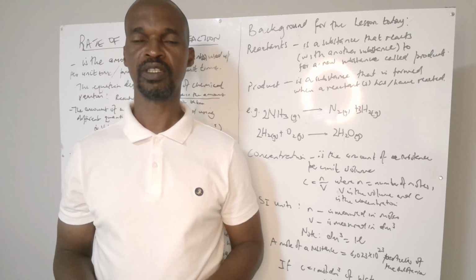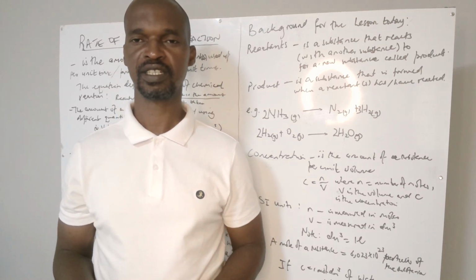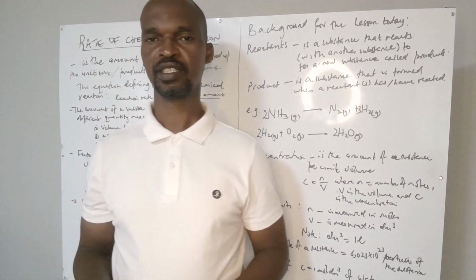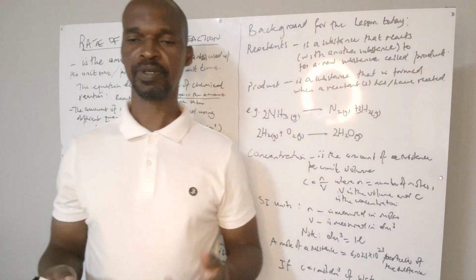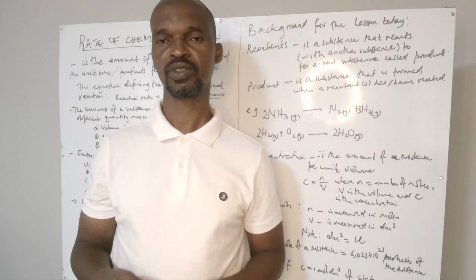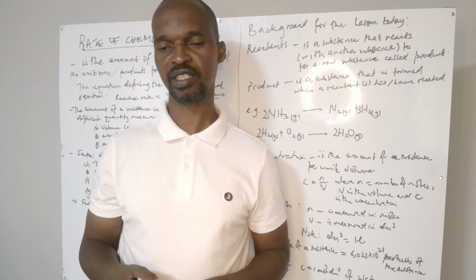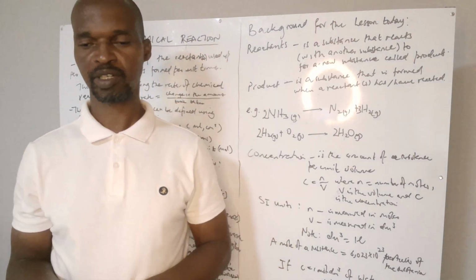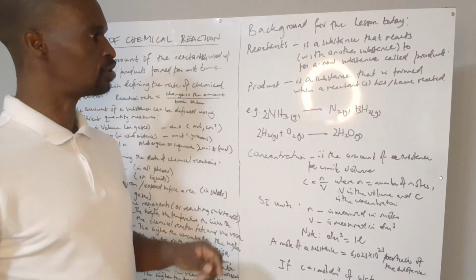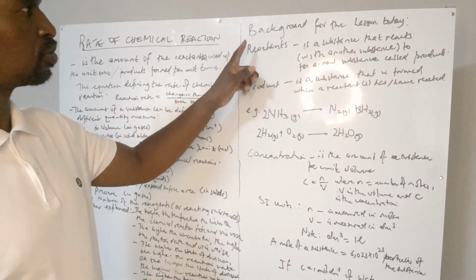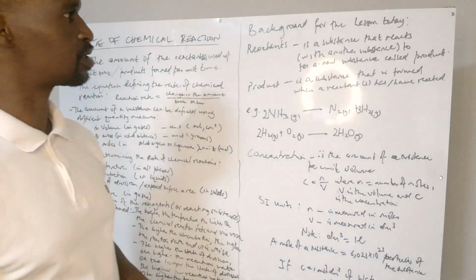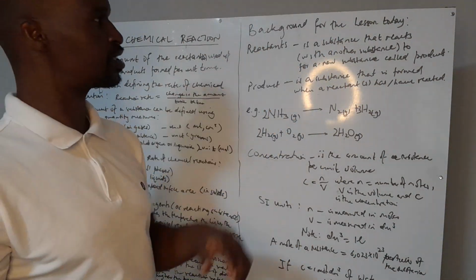But today we'll be talking about the factors that affect the rate of chemical reaction. But before we do that, we'll have to look at the background that you should have on the physical science concepts so that you can understand the rates of chemical reactions. To start off with, we'll have to talk about these concepts. I've written here background for the lesson today.